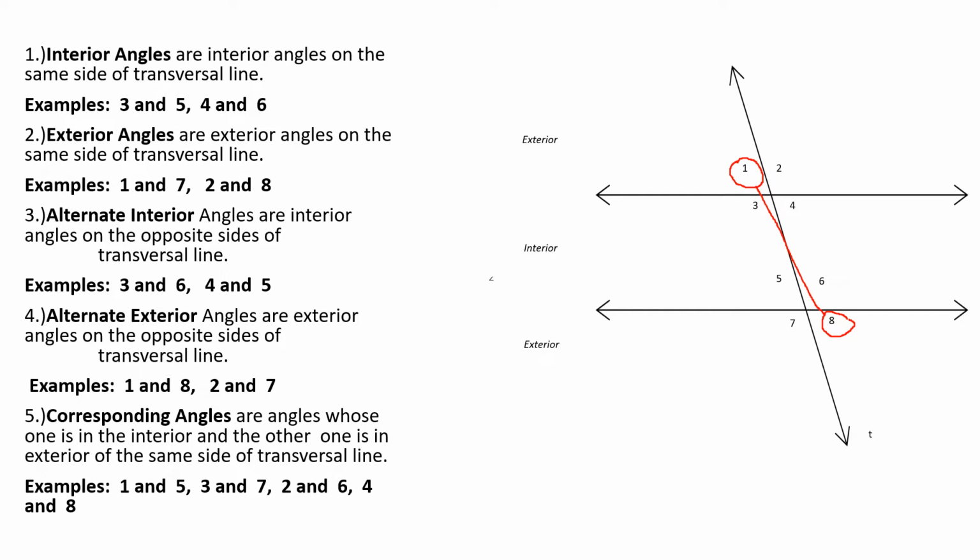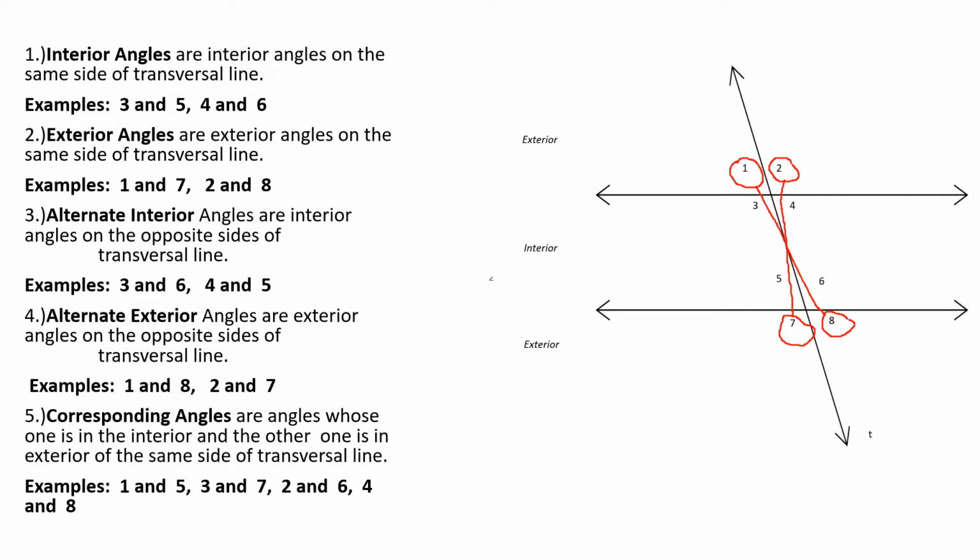The next example that we have is angle 2, which is located at the right side of our transversal line, and the opposite side of that is of course our angle 7, which is at the left side of our transversal line.